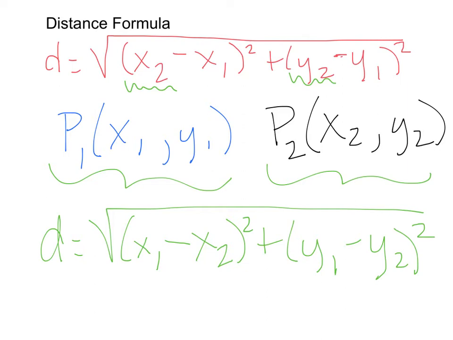So I want to make that point that you don't specifically have to go with the second point listed and the first point listed. You just have to make sure that whichever one you put first is the first y value. If you put this as second, then that is your second y value. All right? Cool. Let's do some examples.